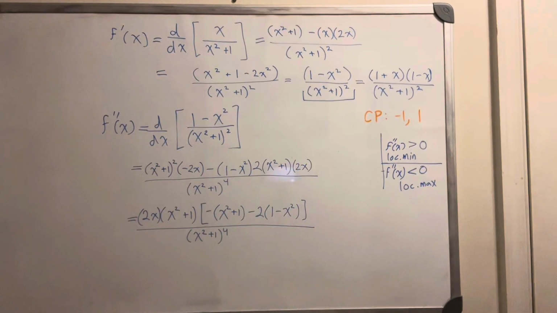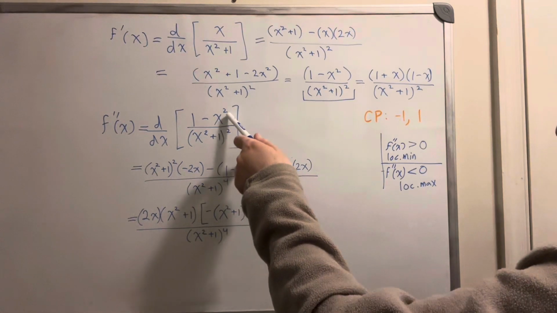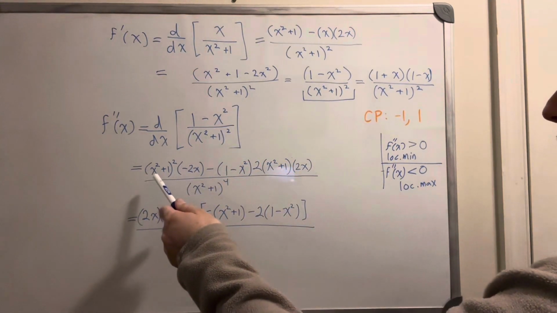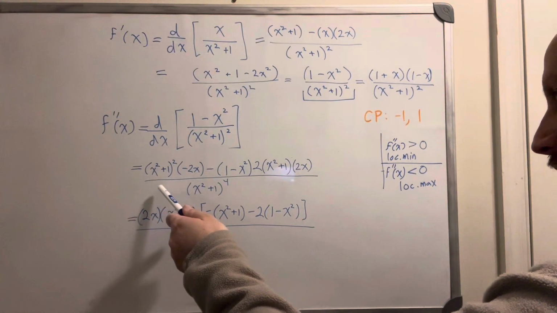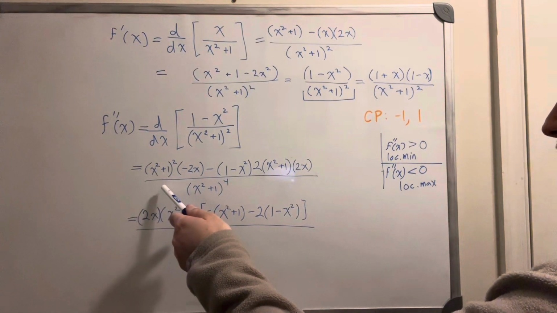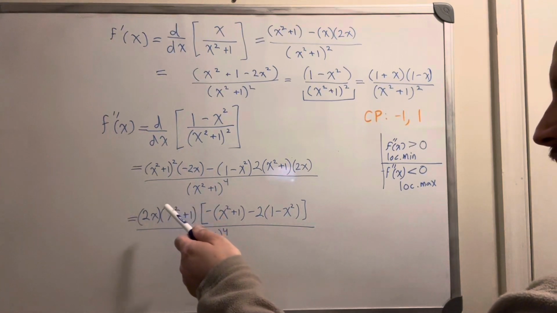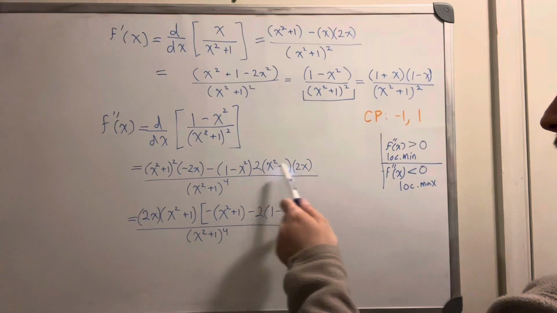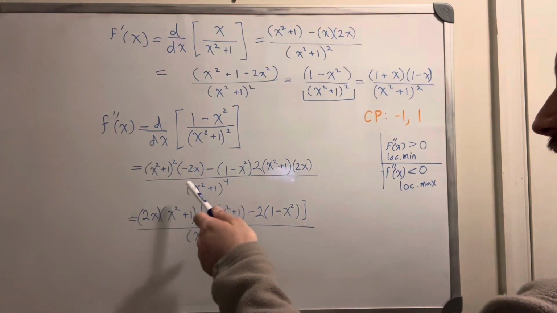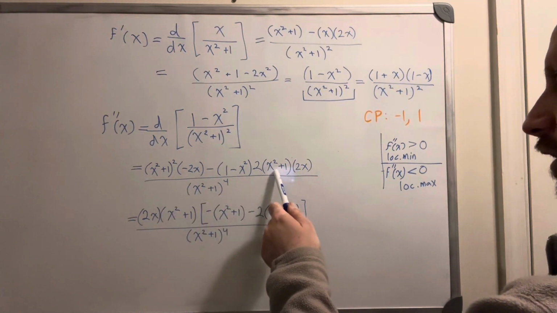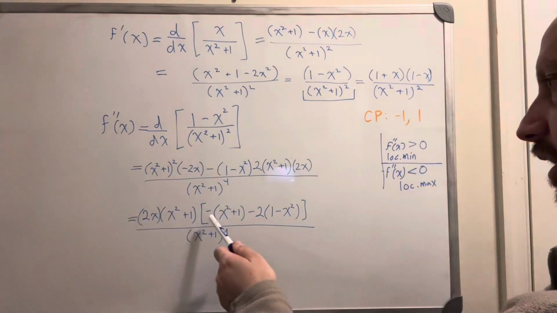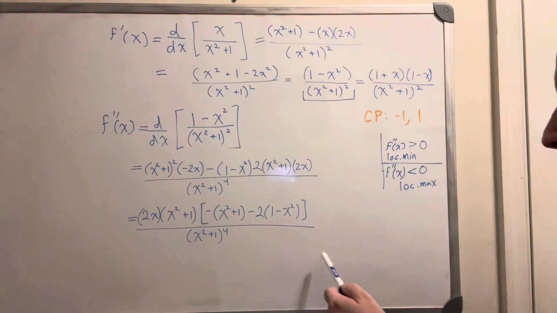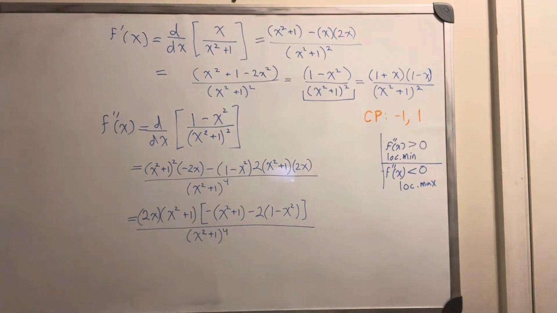Okay, so taking the derivative of this using the quotient rule, you start to get this. You can pause the video and study this. And then from here, we can factor out a 2x and x squared plus 1. And you get this much. But this can further be simplified.